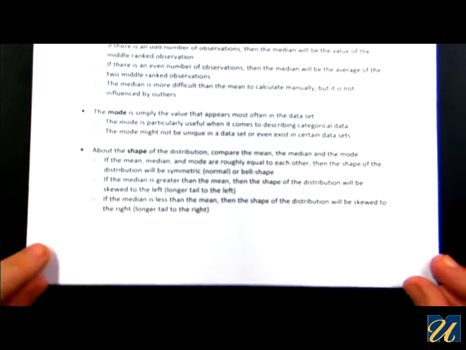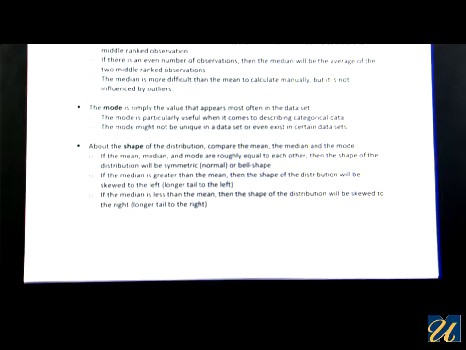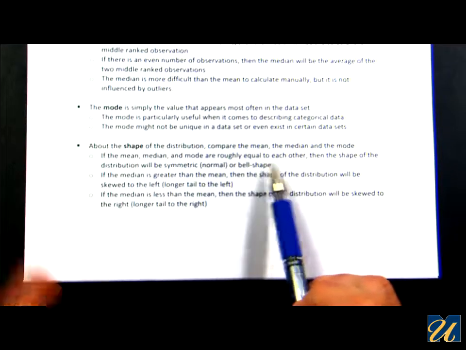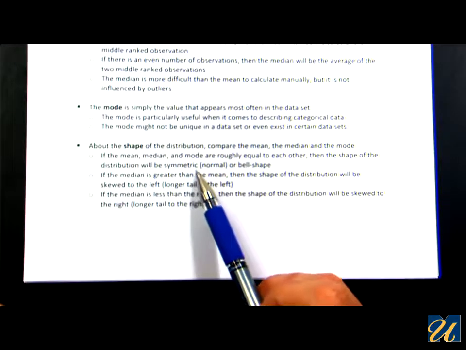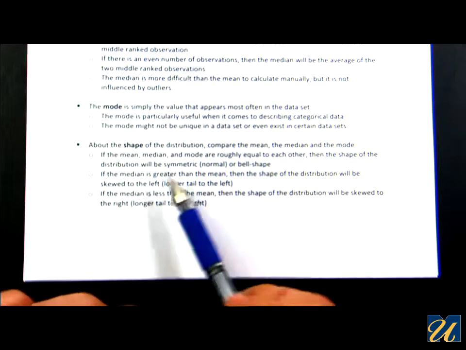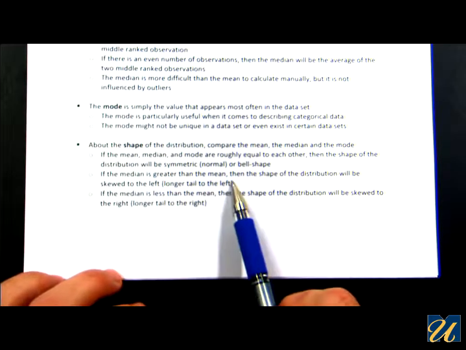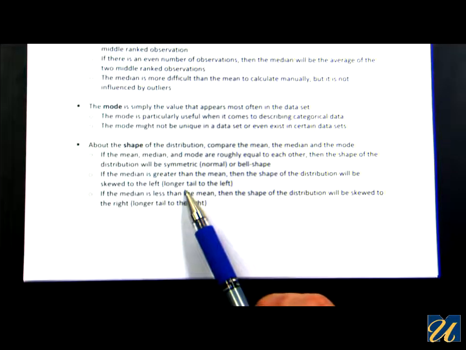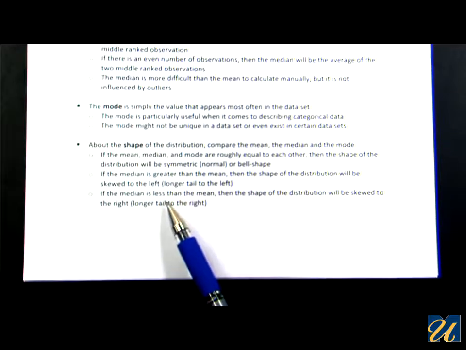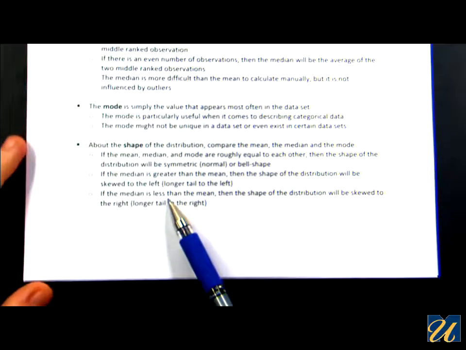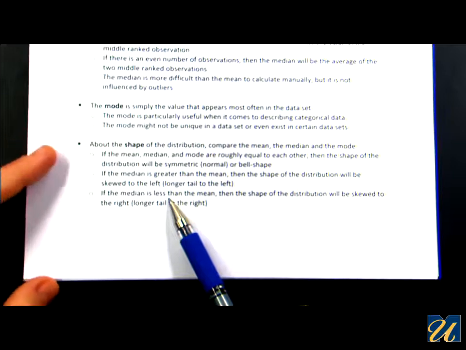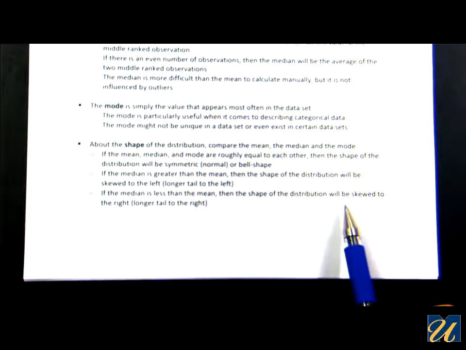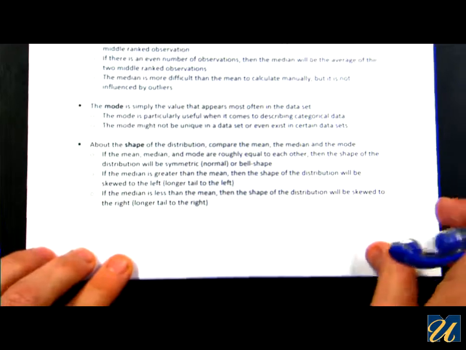Now, the shape of the distribution. In determining the shape of the distribution, we compare the mean, the median, and the mode. If the mean, the median, and the mode are roughly equal, then we have a symmetric distribution, or bell-shaped distribution. If the median is greater than the mean, then the distribution will be skewed to the left. That means you will see a longer tail forming to the left. And if the median is less than the mean, then the shape of the distribution will be skewed to the right. That means a longer tail to the right.